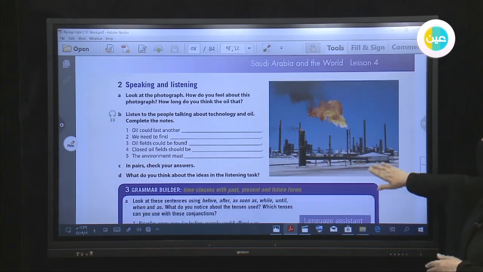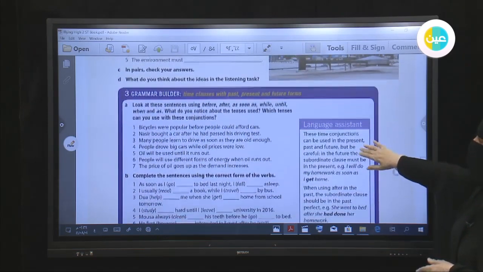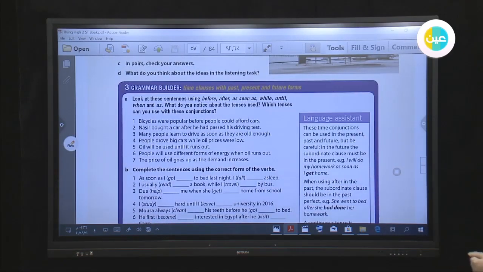Now, move on to 3, grammar. Time clauses with past, present, and future forms. What do you know about conjunctions? Conjunctions. What do you know about them? Okay, we will read now and try to answer the questions. Then revise what you know about them.